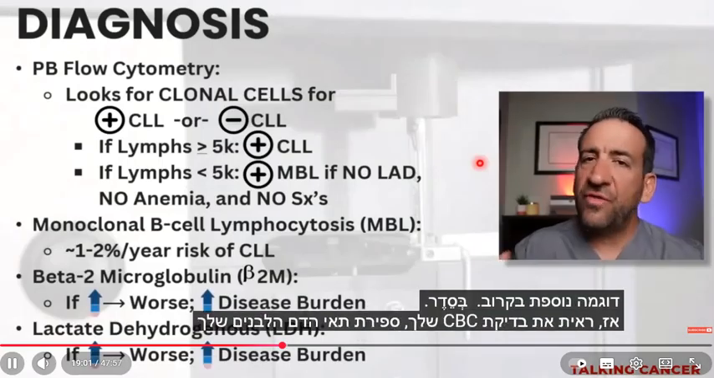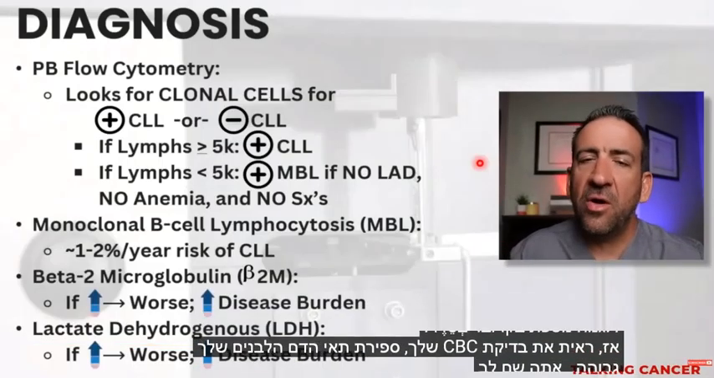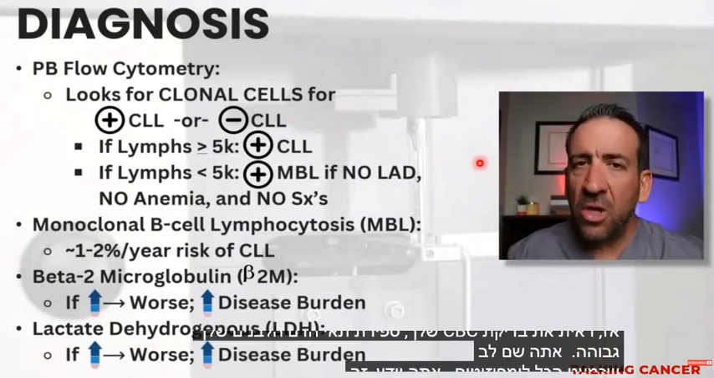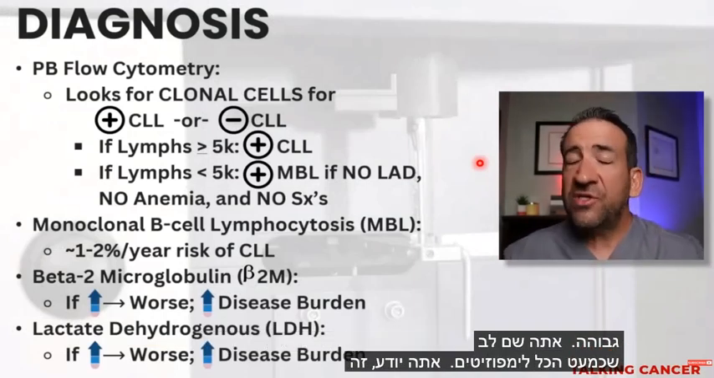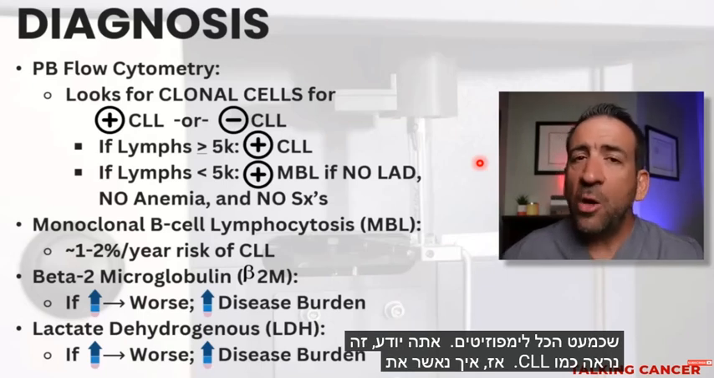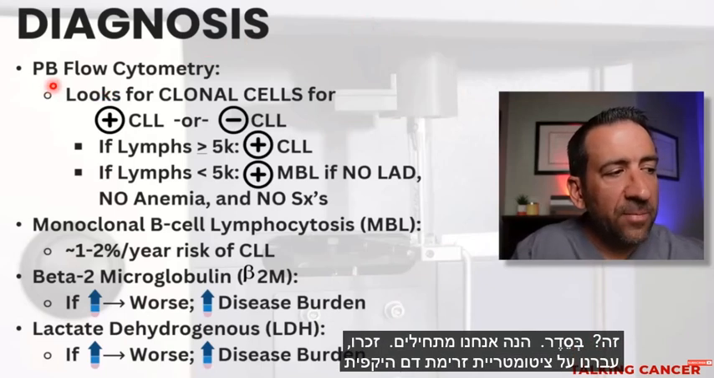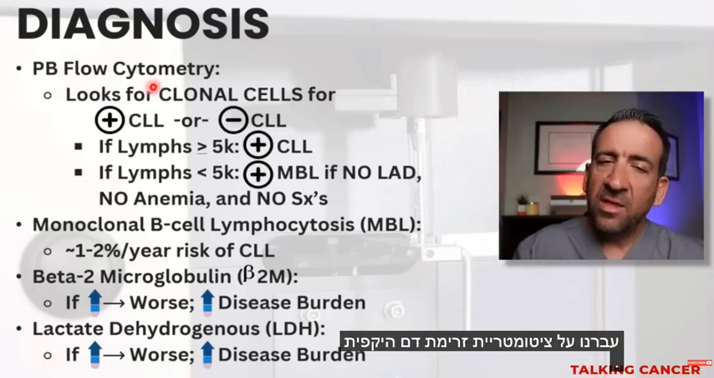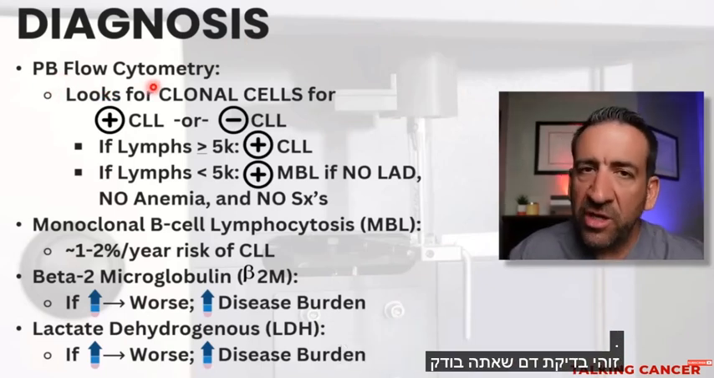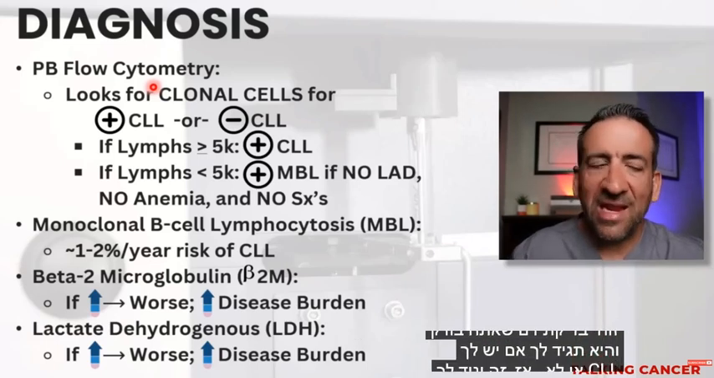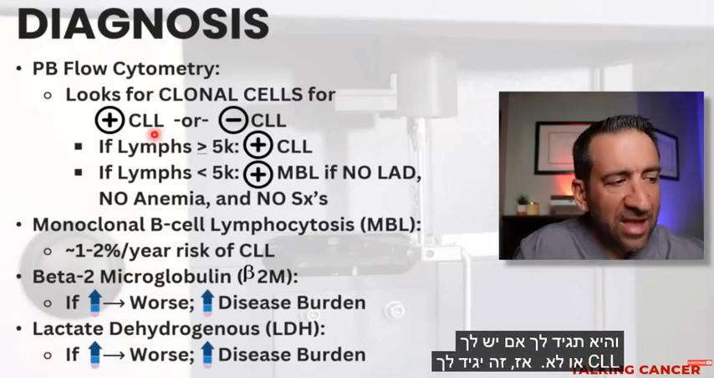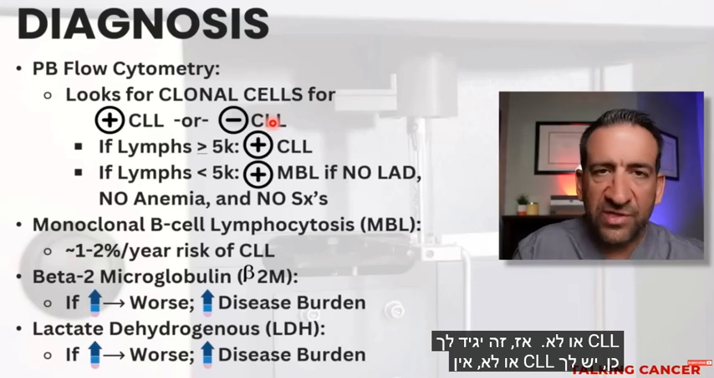All right, so you saw your CBC, your white blood cell count is high. You notice that it's almost all lymphocytes. You know, it looks like a CLL. So how do we confirm it? All right, here we go. Remember, we went over the peripheral blood flow cytometry. This is a blood test that is going to tell you if you have CLL or not. So it's going to tell you, yes, you have CLL, or no, there is no CLL.